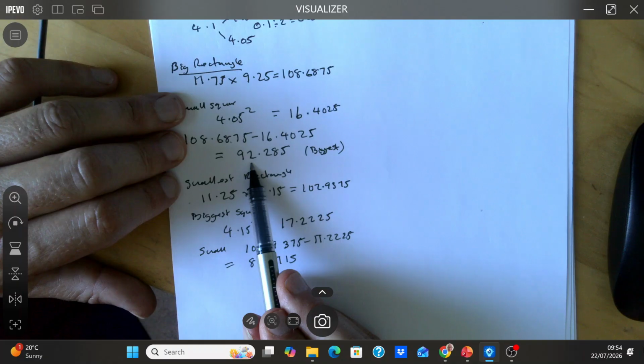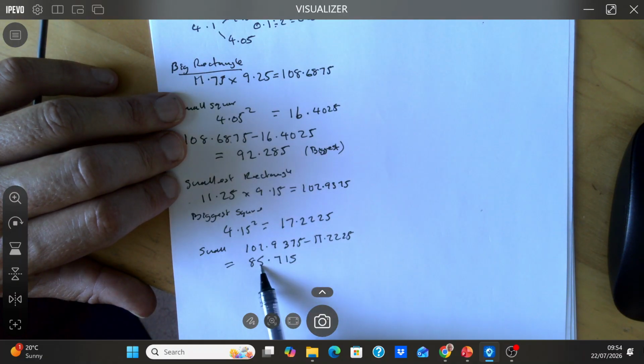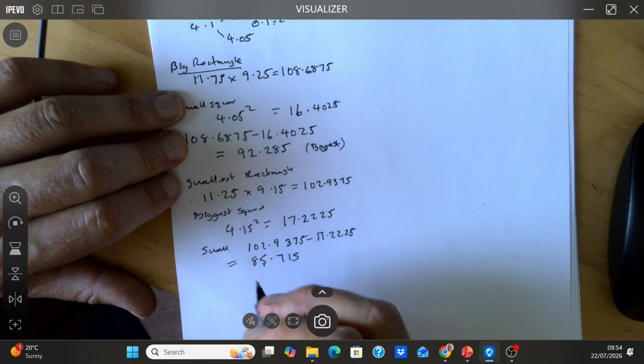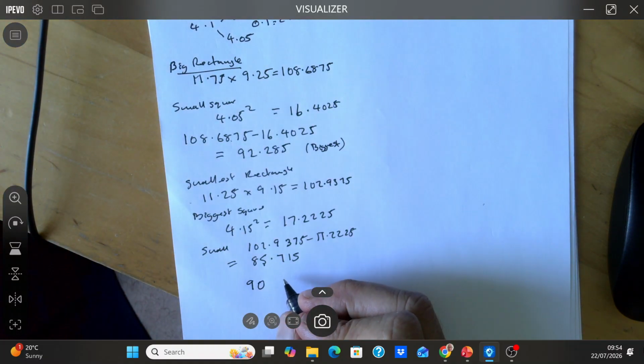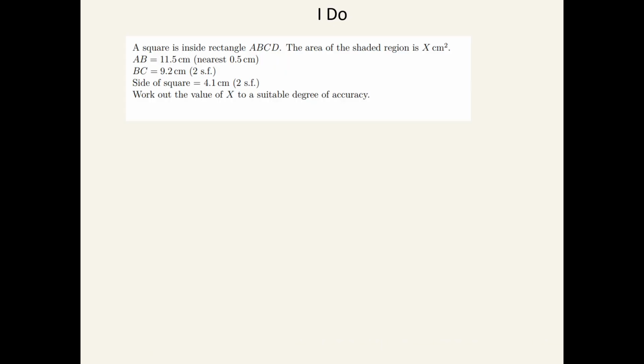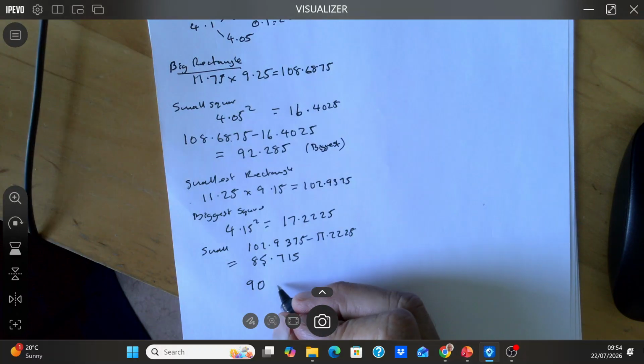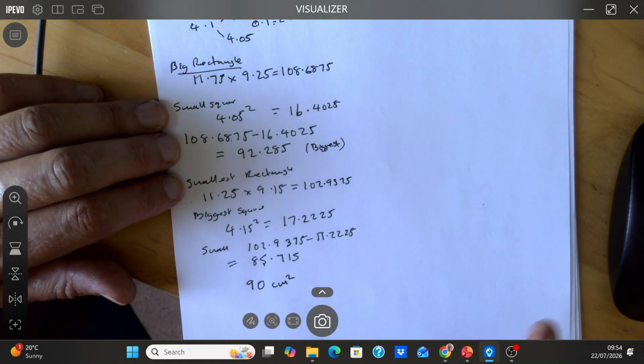That would round to 92. That would round to 86. So it has to be when it rounds to the same. So it rounds to 90, and the dimensions were in centimetres, so it is 90 centimetres squared.